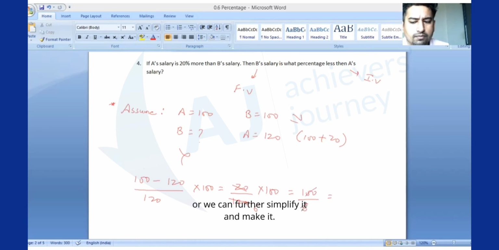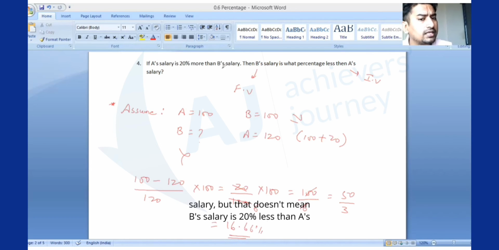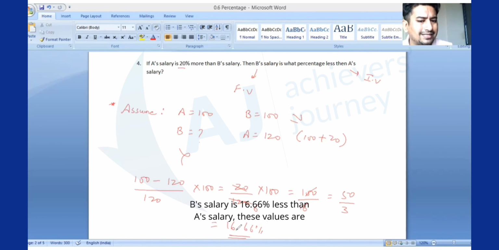Or we can further simplify it and make it 50 by 3, right? 50 by 3 would be how much? 16. 16 times 3 is 48. We are left with a 2, so 16.66%. So now understand this: A's salary is 20% more than B's salary, but that doesn't mean B's salary is 20% less than A's salary. No, B's salary is 16.66% less than A's salary.